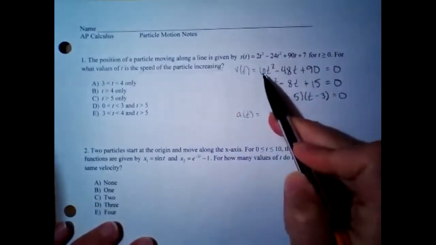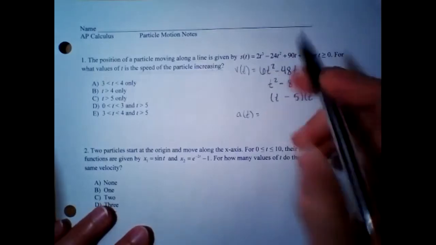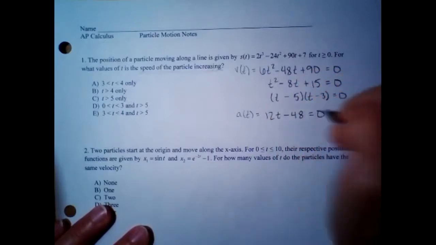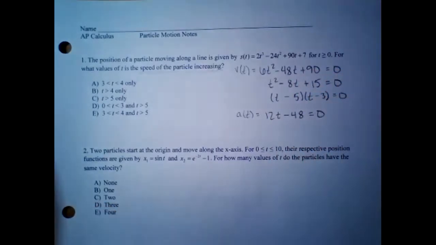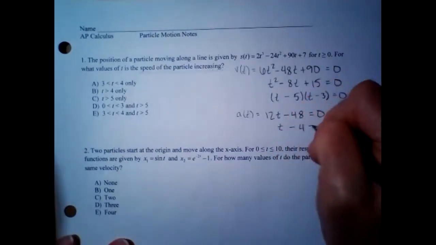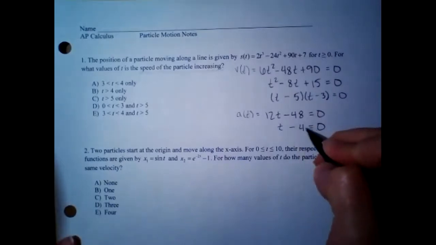So go back to velocity. We're going to do the derivative of velocity. So that would be 12t minus 48. And again, if I want to know where acceleration is positive and negative, I need to know where it's 0. I need to know where the sign change happens. And so if I divide through by 12, that's going to give me t minus 4. And so that is going to give me time 4.